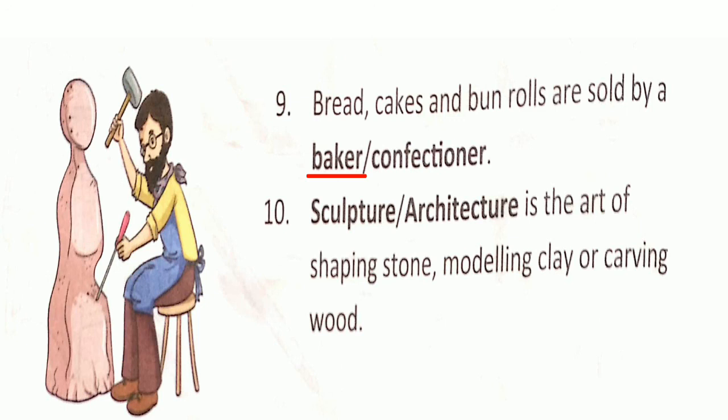Okay, very good, children. Now, number ten and last, sculpture or architecture is the art of shaping stone, modeling clay, or carving wood. So, what is the art of shaping stone, modeling clay or carving wood? It's called a sculpture. So, sculpture is the art of shaping stone, modeling clay, or carving wood.